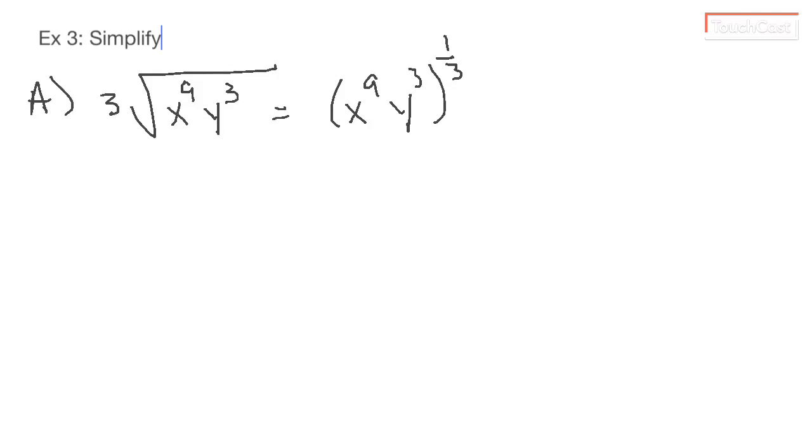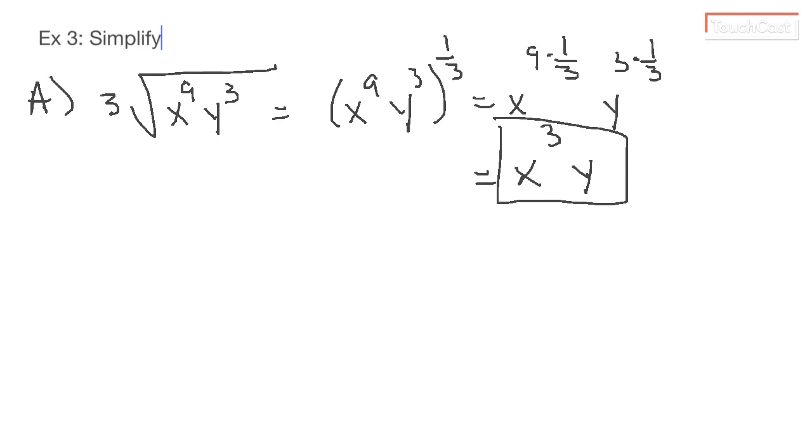Because then we can use the rules of exponents we talked about in our last video. When we take the power of a power, we multiply the powers. So we've got x to the 9 times 1/3 and y to the 3 times 1/3. And 9 times 1/3 is just 3. So we're going to have x to the 3rd. And 3 times 1/3 is just 1. So we're going to have just y. So our answer is x to the 3rd y. Let's look at one more and then we can wrap up this video.